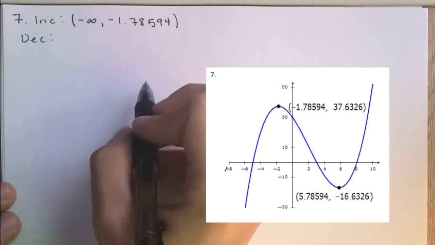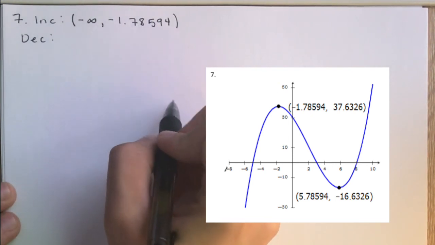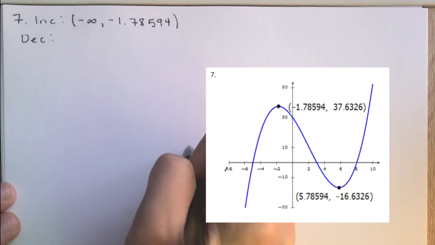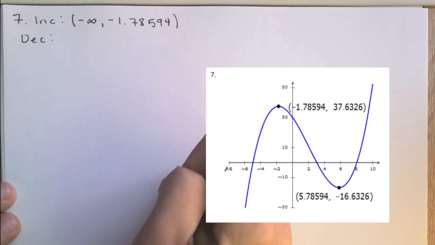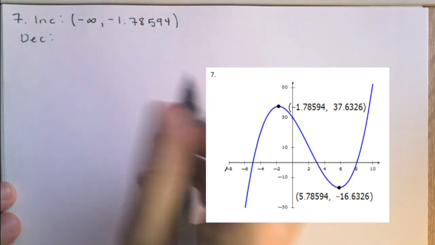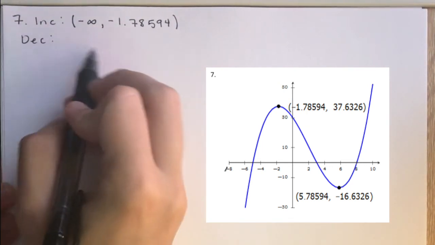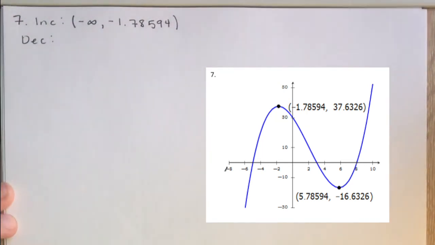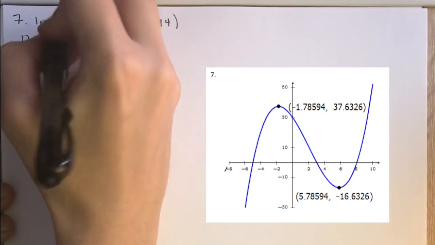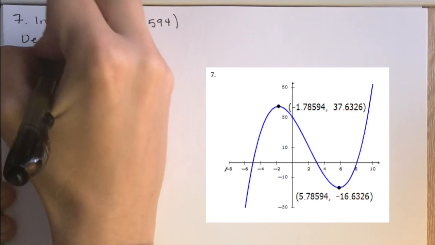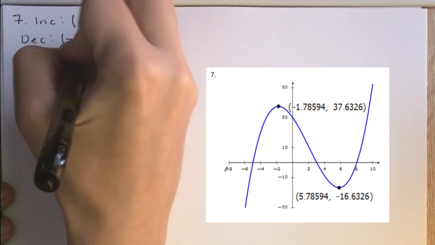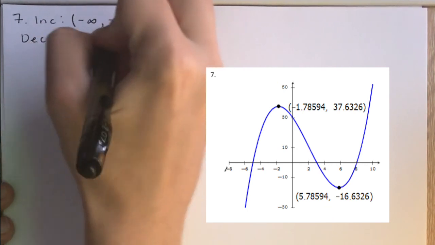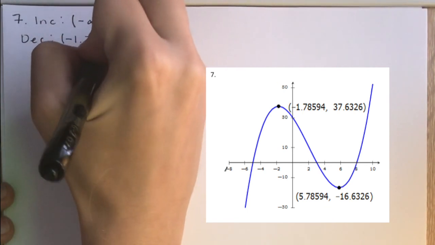Okay, and then as we move past that point, we start moving downwards, right? So that is not a place where we are increasing. That is actually a place where we are decreasing. So if we want to, we can go ahead and write that interval in for the decreasing portion. So we are decreasing from that point, which again we identify with the x value negative 1.78594.